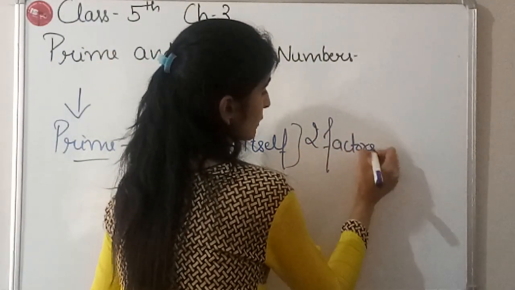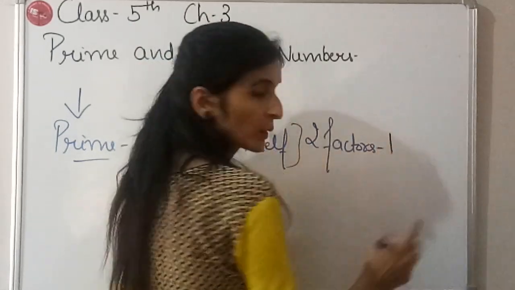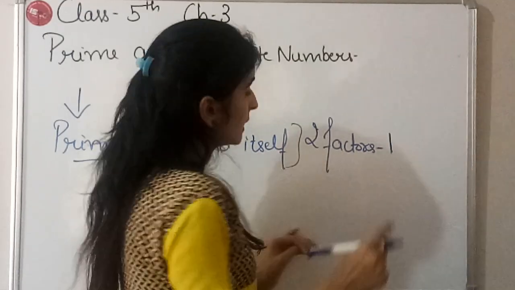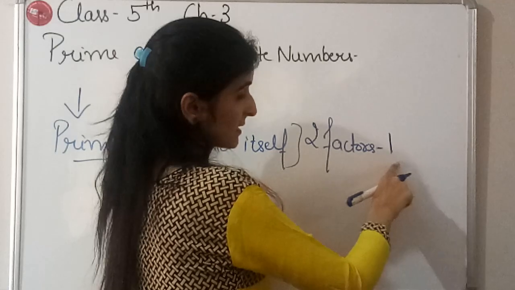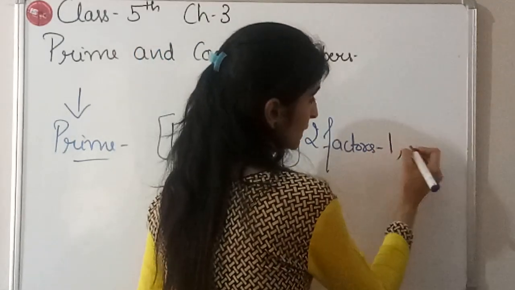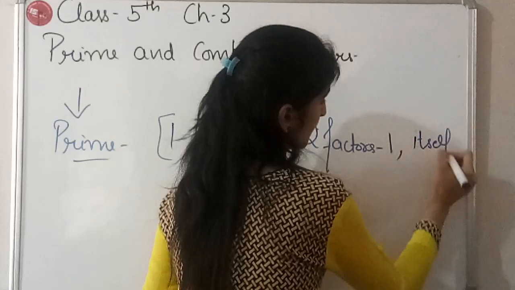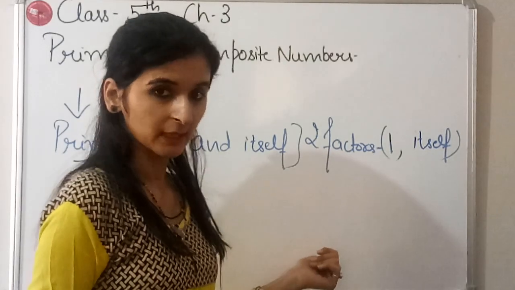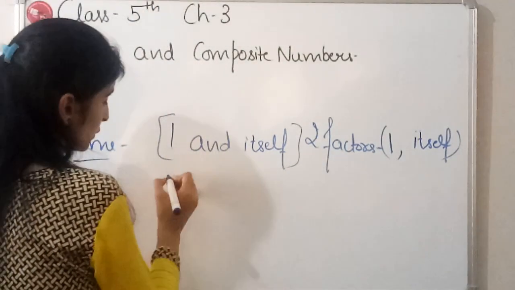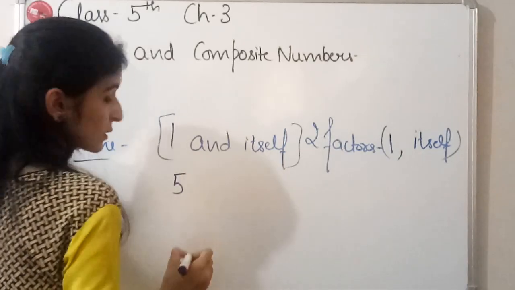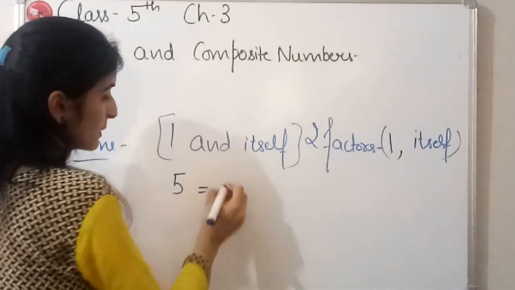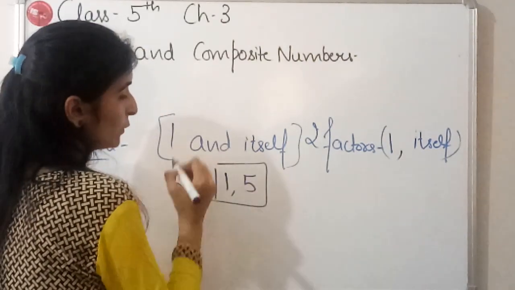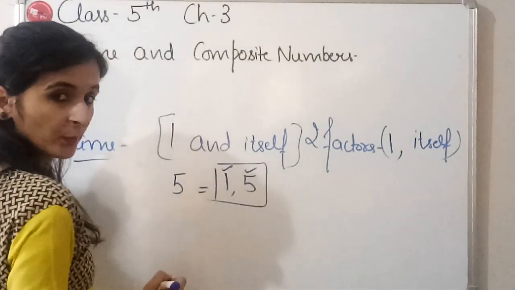What are the 2 factors of a prime number? One of them is 1, because 1 is a factor of every number, as I told you in our last lecture. The other factor is the number itself, because prime numbers are divisible by 1 and the number itself. Let us take one example. Suppose we have 5. 5 is divisible by 1 and 5 itself. So 5 has only 2 factors, that is 1 and 5.